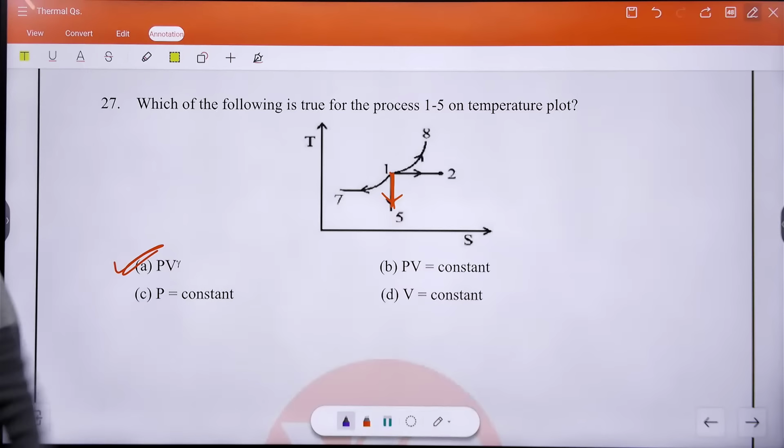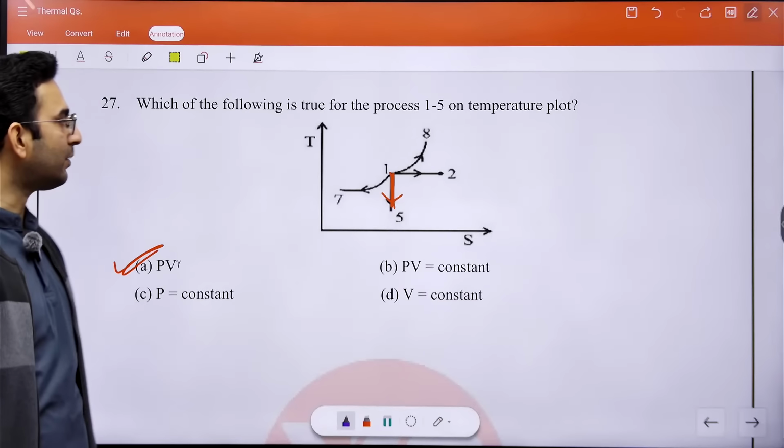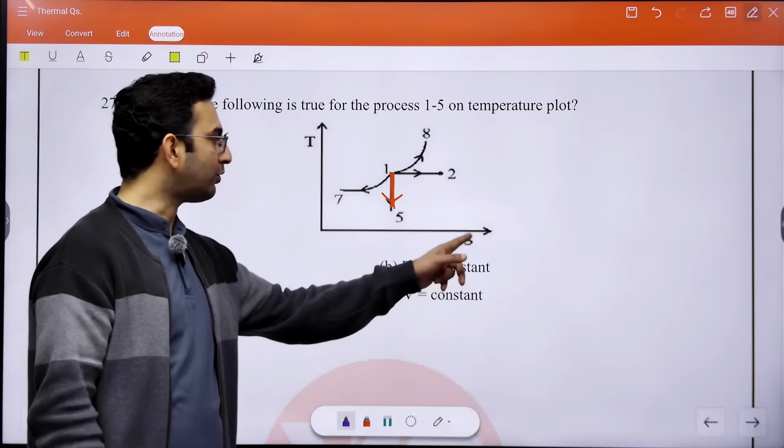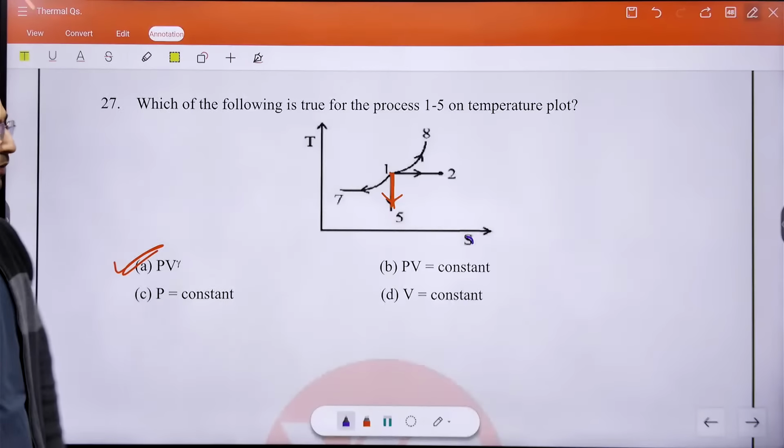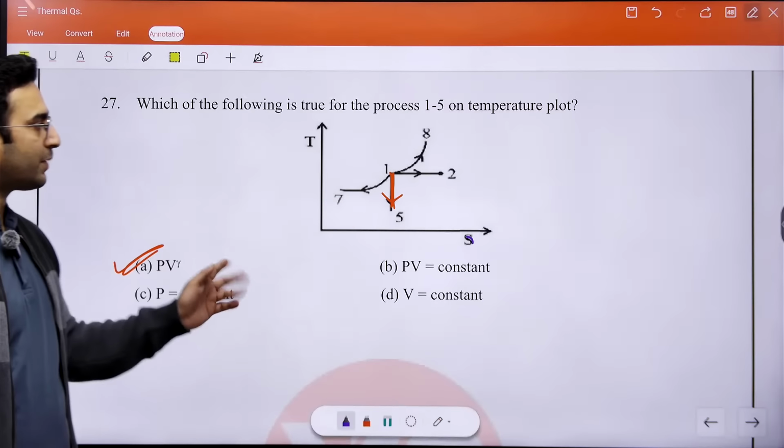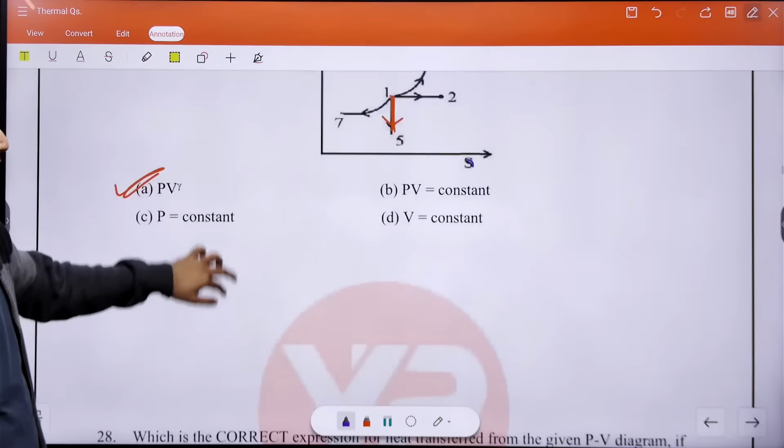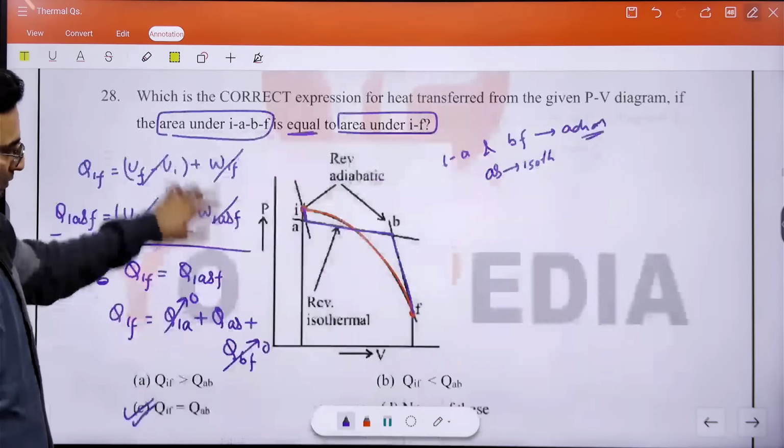Answer is correct here. Option number A. The TS diagram is given to us. Temperature entropy diagram. It is not a PV diagram. Don't make the mistake here. That's why I have told you. It is not a PV diagram. It is a temperature entropy diagram. Okay, so vertical line is representing the isentropic process, reversible adiabatic process.